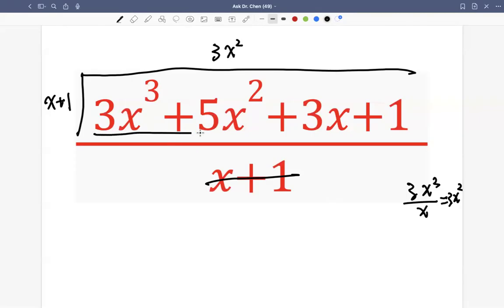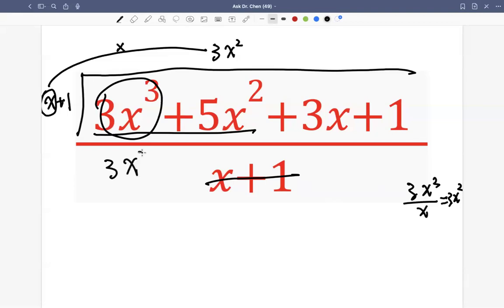Right? We're taking these two terms. And we use 3x cubed, this leading term, to divide this leading term. Get a 3x squared, which means when x times 3x squared, we get 3x cubed. Then plus we have this 1 here, we have to use this 1 to multiply by 3x squared, or 1 times 3x squared is 3x squared. Now we subtract.